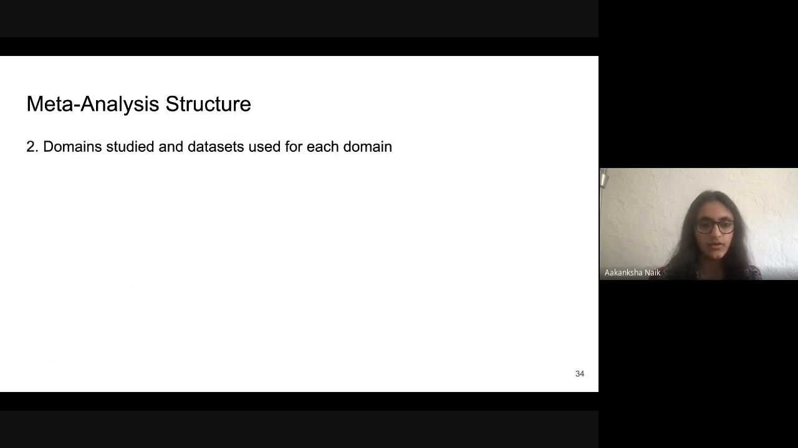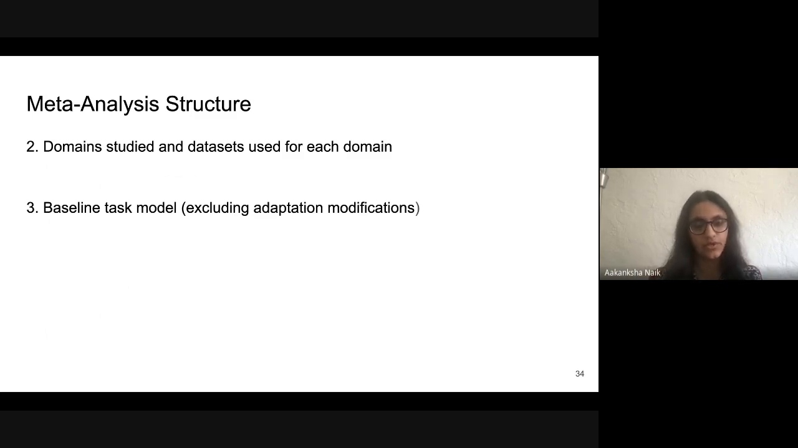We also cataloged what were the domains studied in that paper and the datasets that were used for each domain. We also cataloged what was the baseline task model that was used for the task, whether it was neural or non-neural, and we excluded any modifications that were made to the architecture for the purpose of adaptation.